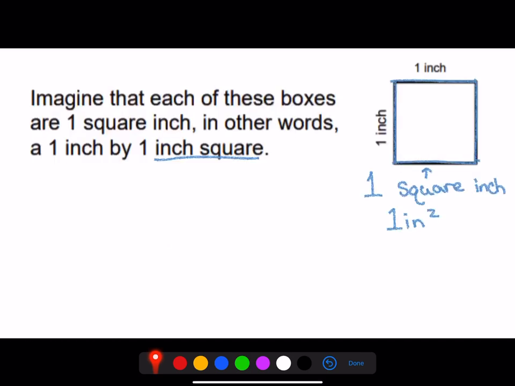So, here is a square inch. Imagine that each of these boxes is 1 square inch. So I have a box here. That means that each side is 1 inch, and it makes a square. So our area would be 1 times 1, or 1 square inch here. Now I went ahead and wrote it in a couple different ways: 1 square inch, or 1 inch to the 2nd power. These are the same exact thing, so just make sure that you know they're the same thing. If this was a meter instead of an inch, it'd be 1 square meter, and so on and so forth.